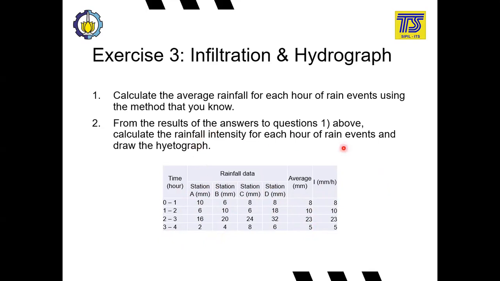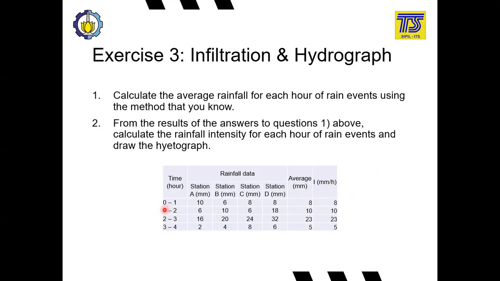And then from the results of the answer from question 1, calculate the rainfall intensity for each hour of rain events and draw the hyetograph. So for the rainfall intensity for each hour, here we are lucky because the time is all the same. It's all 1 hour. But if, for example, here 0 until 1, and then the second one is 1 until, for example, 1.5, so the time span is only half an hour. So the intensity will not be this big. Because the intensity is the amount of the rainfall divided by the time. Here we have millimeter per hour because the time that we spend here is 1 hour. So 8 divided by 1 is equal to 8.